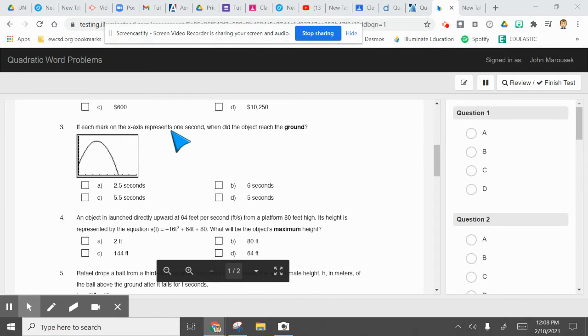If each mark of the x-axis represents 1 second, when did the object reach the ground? That's pretty easy to look at.